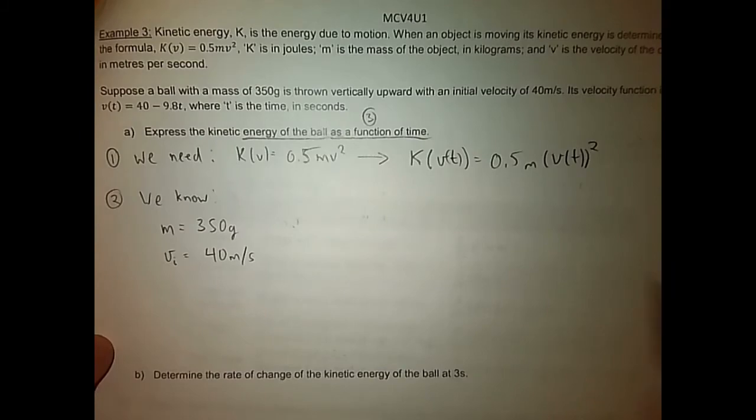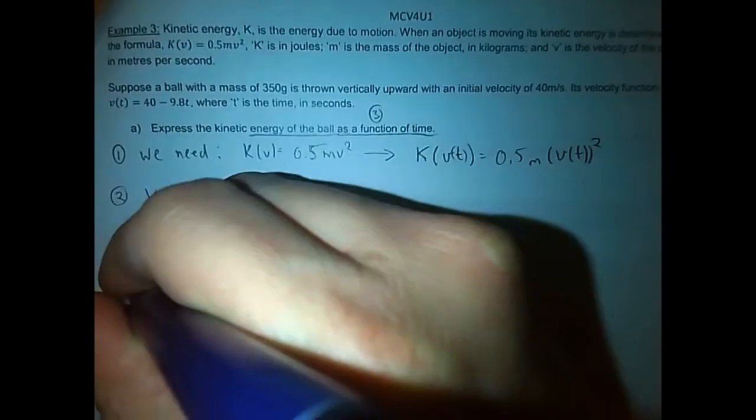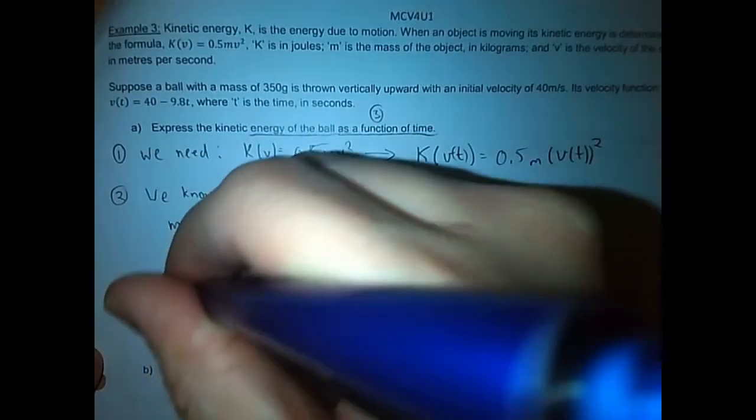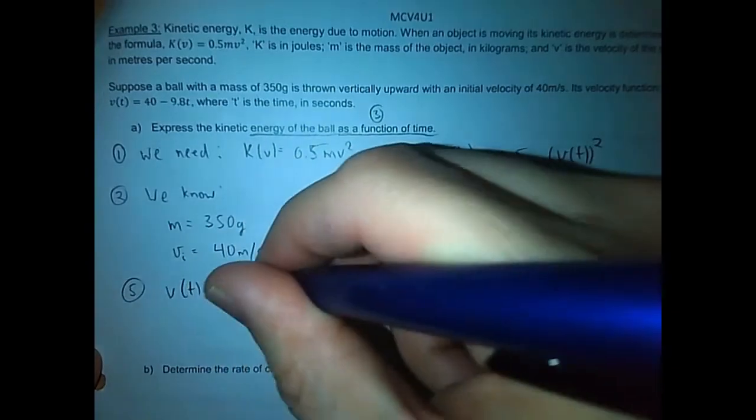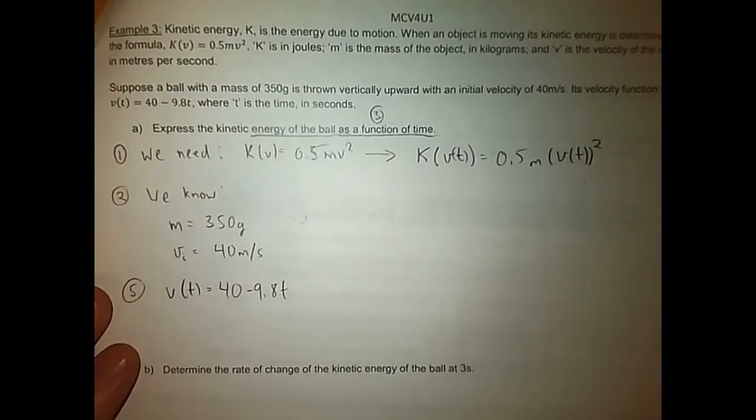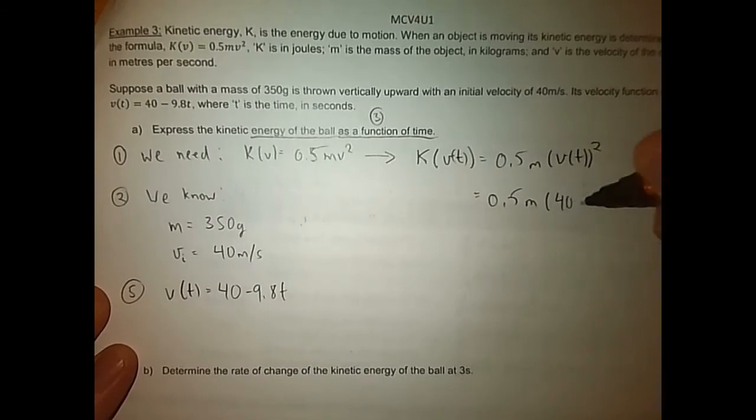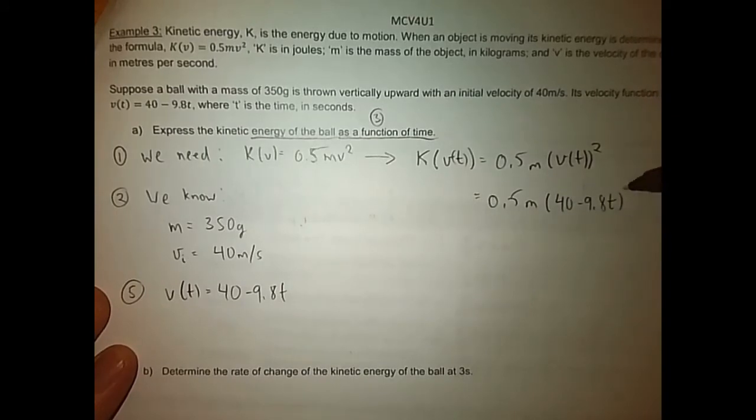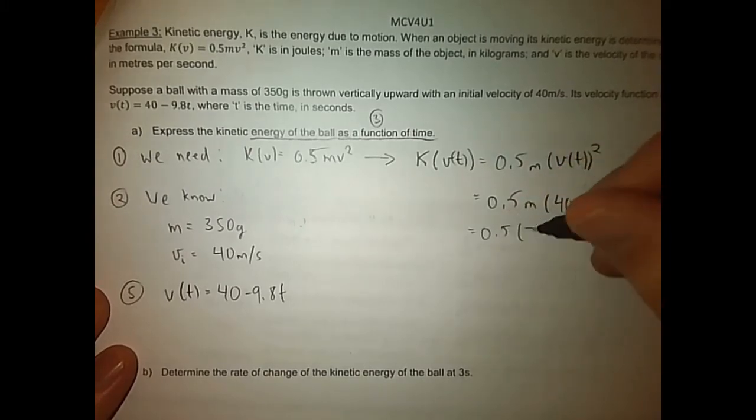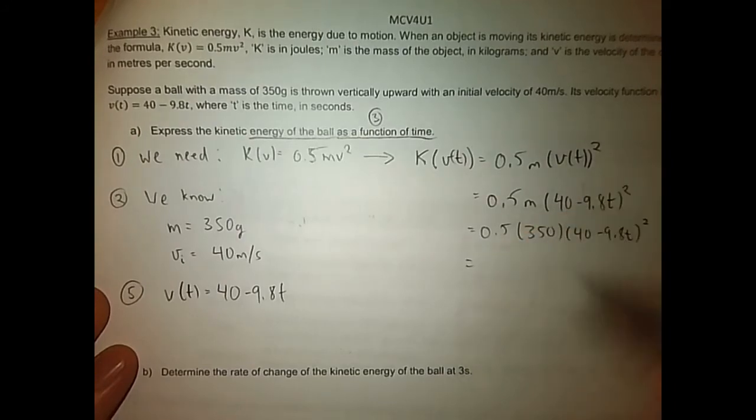So this is our equation as a function of time, but I also have to put the information in there. So what did we say is our velocity? Well, we have an equation for that. For part 5, I have to know my velocity is this. So I'm going to put the velocity equation in here. I get 0.5 m (40 minus 9.8 t) squared. I can now put in the mass as well, which we said is 350, times this.